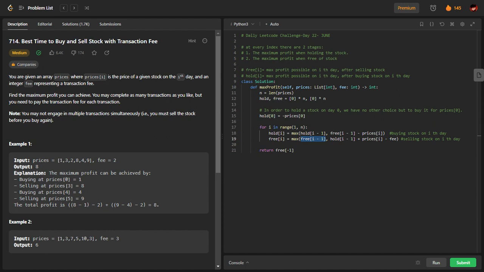Here we are just trying to continue the last stage. Whatever is the last stage, I'm just trying to continue that. If in the last stage I was free of stock, I will just continue that. I'm not going to buy in the current stage. That is what this situation refers to.